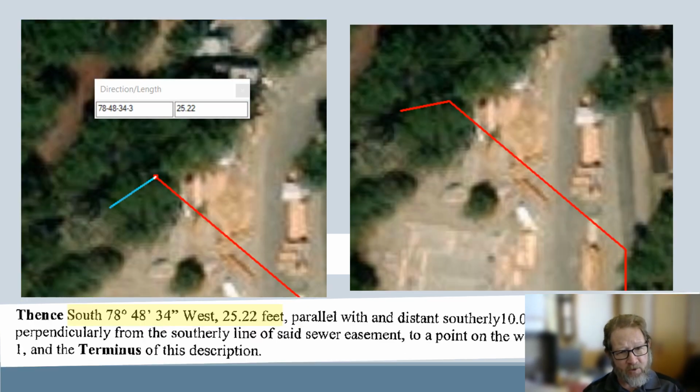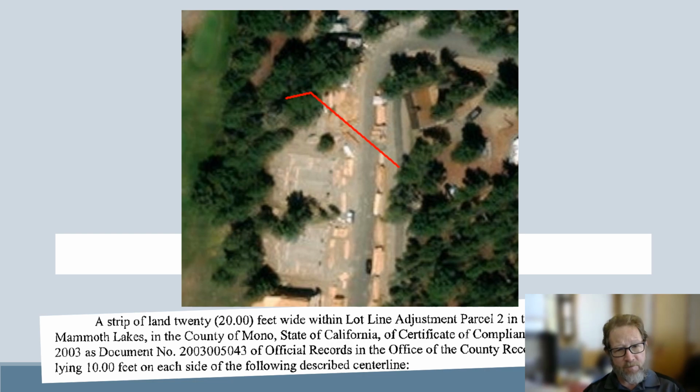Once again, choose direction length. Now type in this third call, south 78 degrees 48 minutes 34 seconds west, 25.22 feet. And your line should look like the image on the right. And there we go. These two lines here represent the center line of the easement that we are digitizing. But remember, the easement itself is 20 feet wide, 10 feet on either side of the center line here. So now we have to digitize in the easement itself.